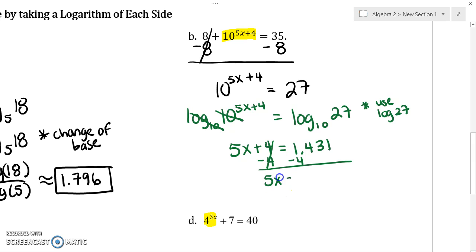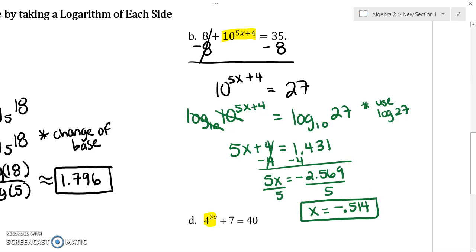I get 5x equals negative 2.569. Divide by 5, and x equals negative 0.514. Okay, so that would be our final answer. And then we could always sub it back in and check to see if we are close to 35. Now, I said close because this is an approximation, so it's not going to be exactly 35.